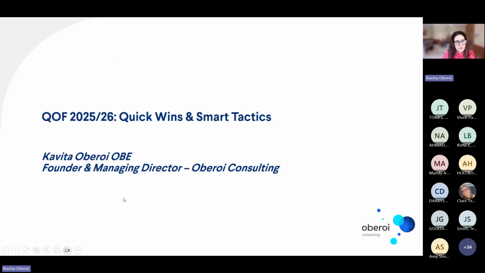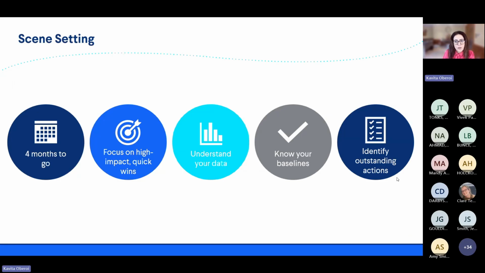So let me just move my slide. So as we know, we've just got 4 months to go. So what is it that you can really focus on, or maybe think a little bit differently with? Maybe there's some high impact quick wins. So if you really start looking at the indicators and the value of the indicators versus the numbers needed to achieve, we can really pull out those high quick wins, and I'll show you how you can do that.